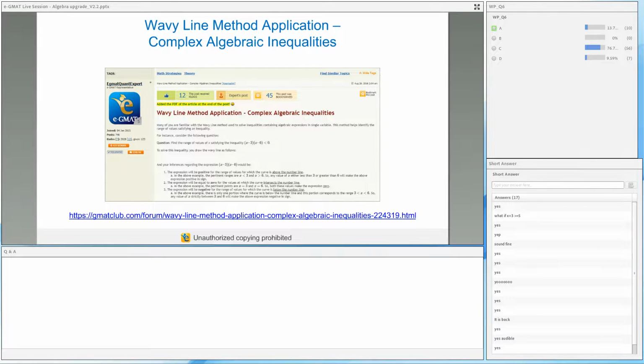This is one of the articles on the Wavy method that has been written by one of our subject matter experts. I would strongly recommend you go through this also if you are still not comfortable with the Wavy line.